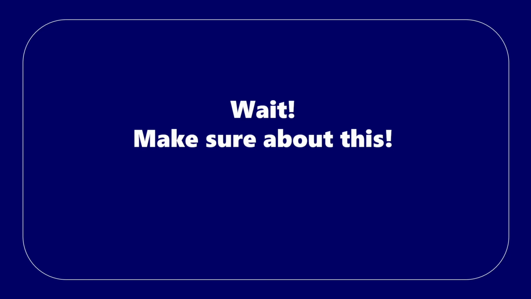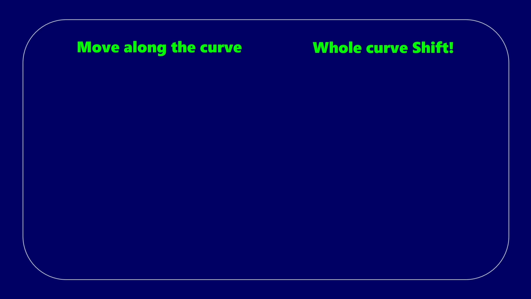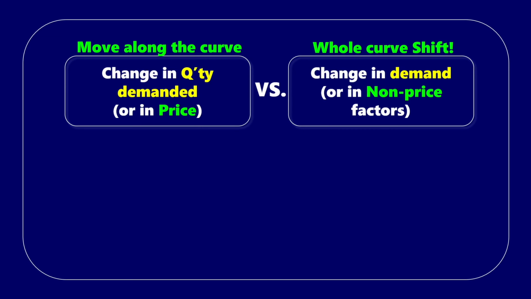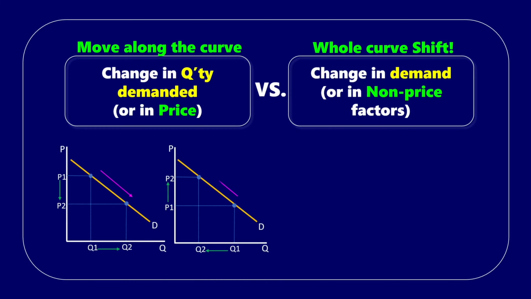Okay, before we move on, there's something I need to clear. This is where a lot of students make mistakes. A lot of students tend to mix up change in quantity demanded and change in demand. First is moving along the demand curve. This is what we call a change in quantity demanded. And this happens for just one reason: price changes. When prices fall, quantity demanded increases. When prices rise, quantity demanded decreases. Nothing else changed. Preferences didn't change, income didn't change. It's just the same demand curve. You're just moving from one point to another on the same curve.